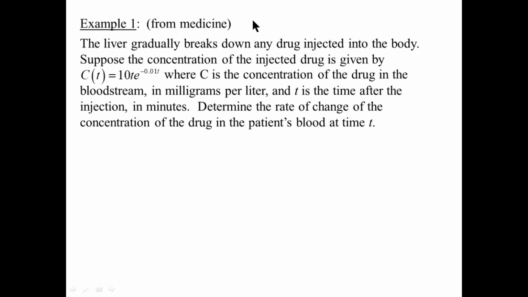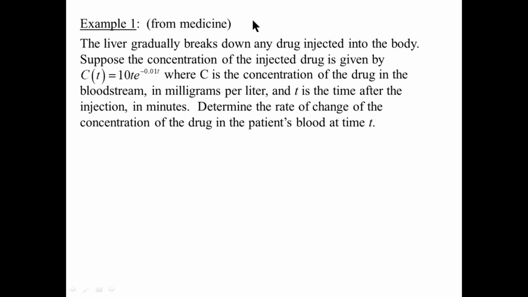An example from medicine. The liver gradually breaks down any drug injected into the body. Suppose the concentration of the injected drug is given by C of t equals 10 times t times e to the negative 0.01 t, where C is the concentration of the drug in the bloodstream in milligrams per liter and t is the time after the injection in minutes. Determine the rate of change of the concentration of the drug in the patient's blood at time t.